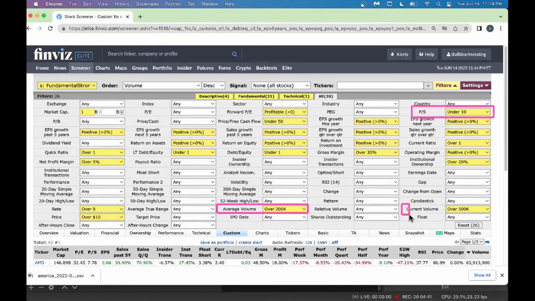And I want to make sure the average volume is more than 200K in the last 3 months, and current volume is over 500K. I want some liquid stocks here. And institutional ownership, as you can see, is more than 20%. I want to make sure there's some good institutional backing for these companies.